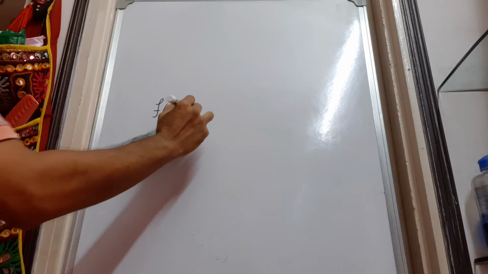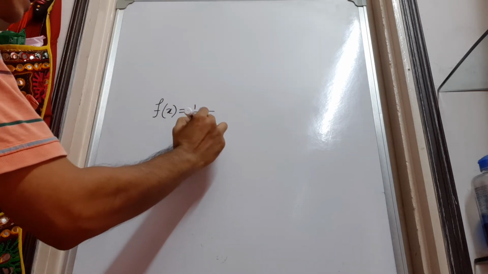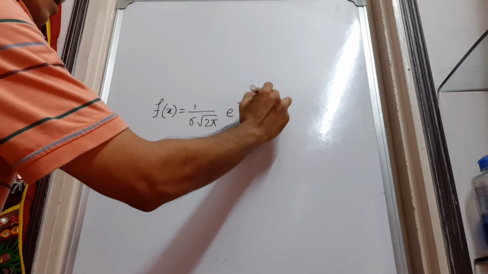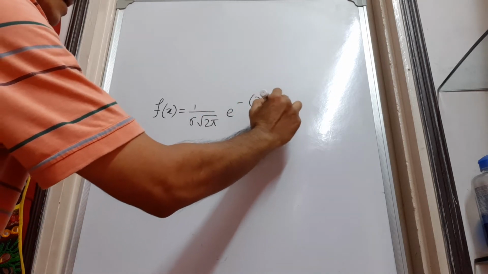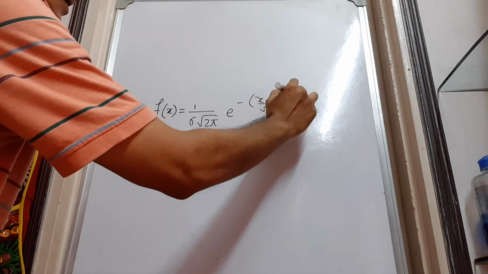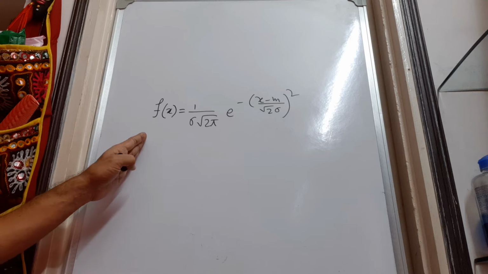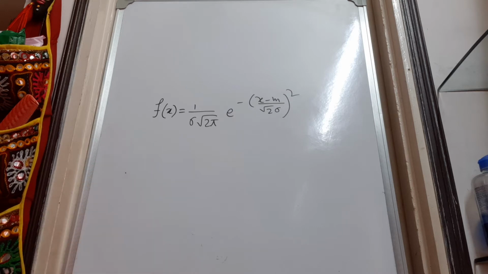Let us discuss a few points about normal distribution, which we designate with the density function, this. This is the most general form of the density function for normal distribution.